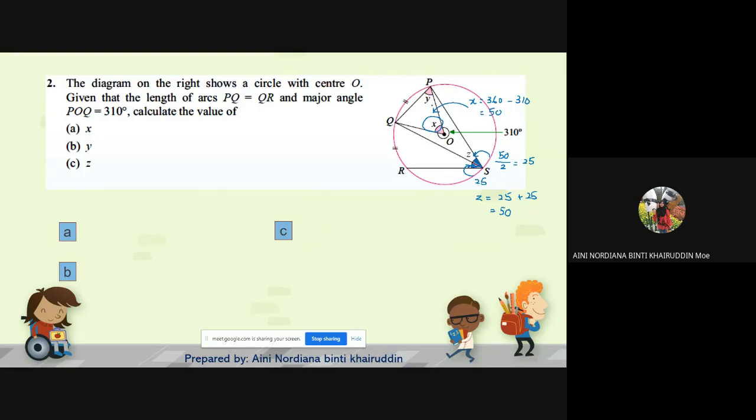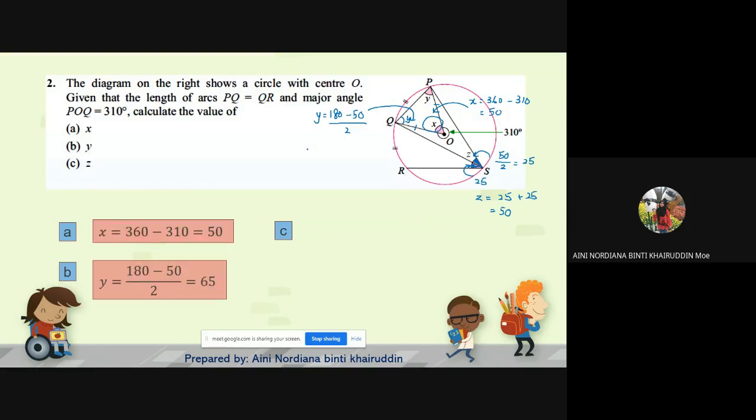To calculate the value of y, since PO and OQ are radius, so this is isosceles triangle. So here also y. So y equals to 180 minus 50 divided by 2. So this is the answer for number 2.